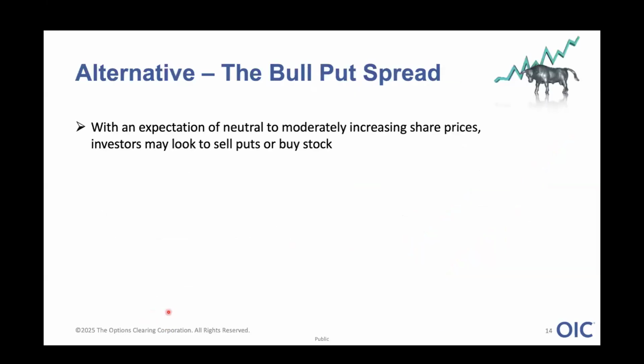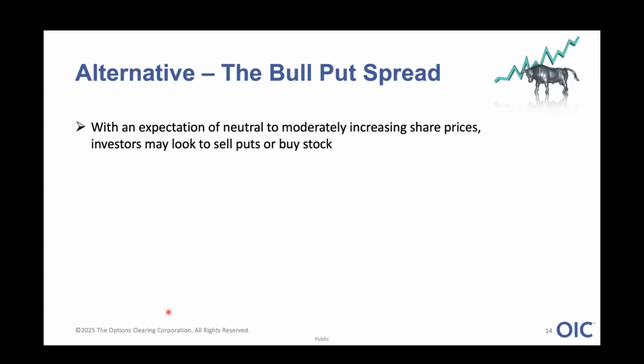Okay, now let's look at an alternative to the cash secured put, because you might ask yourself, well, I wouldn't mind buying shares at 90, but what if all of a sudden some news comes out and shares go to 80? I want to protect myself. Well, some investors might choose to put on what's known as a bull put spread. Once again, a bull put spread is a position that's neutral to moderately bullish. You put this on because you're looking for premium income.